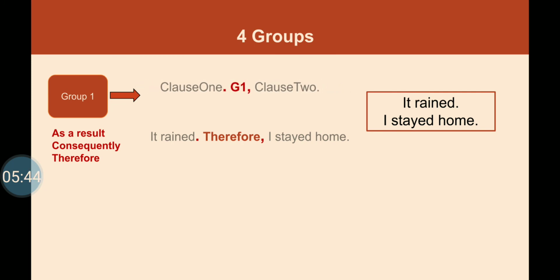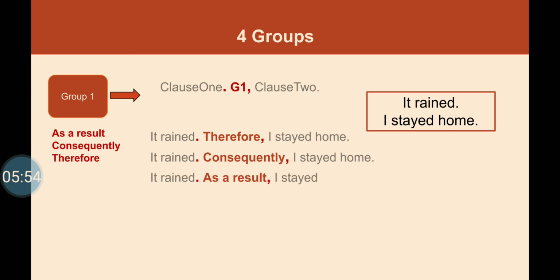So, can we use another word? Yes, there you are. It rained, period. Consequently, comma, I stayed home. Or, it rained, period. As a result, comma, I stayed home.